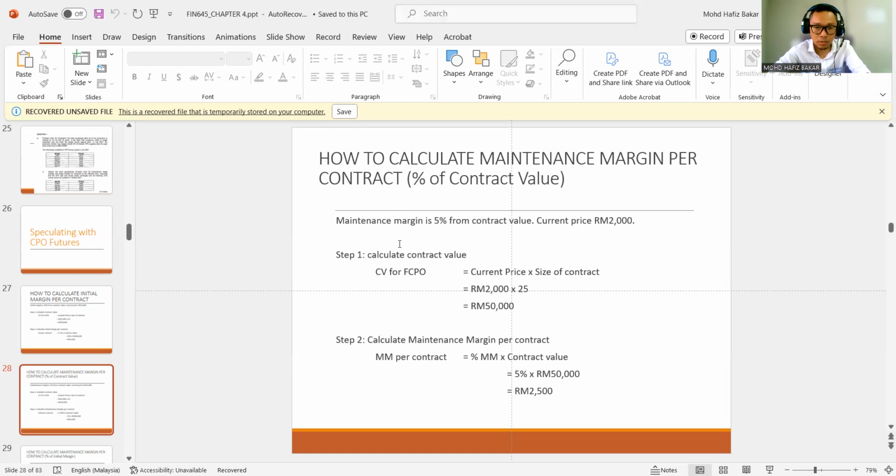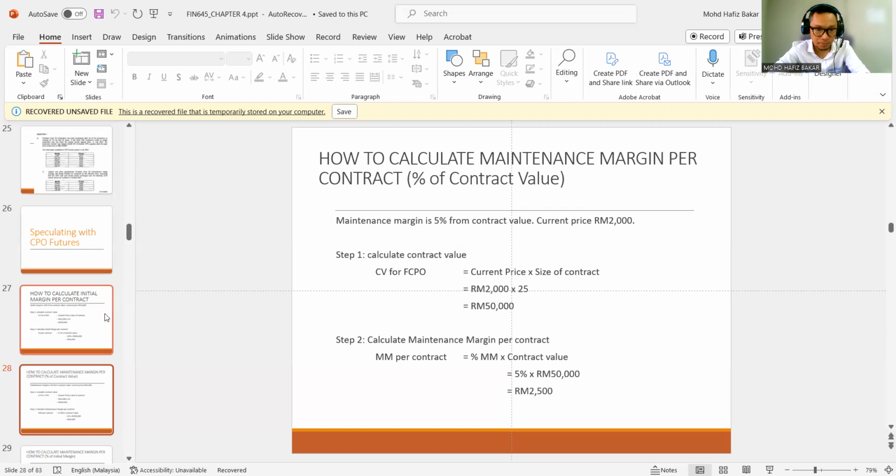So let's go to the situation. Maintenance margin is 5% of the contract value. Current price is 2,000. The contract value for future crude palm oil is equivalent to the current price times the size of the contract. 2,000 times 25 tons is equivalent to 50,000. From that 50,000, the minimum amount is 5%. 5% of 50,000 is equivalent to 2,500. So the minimum amount that they need to maintain in their account is 2,500.